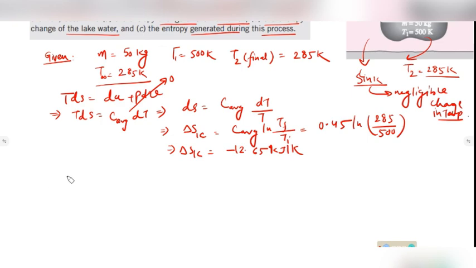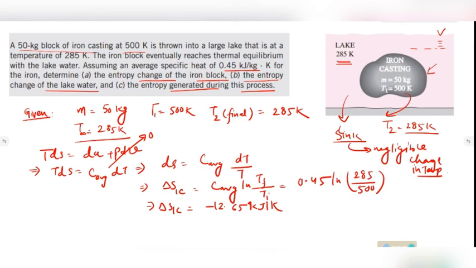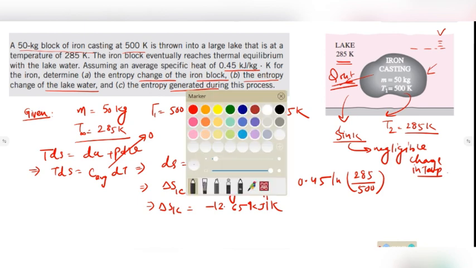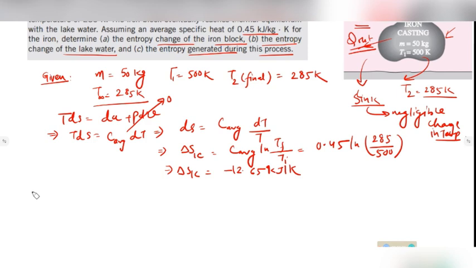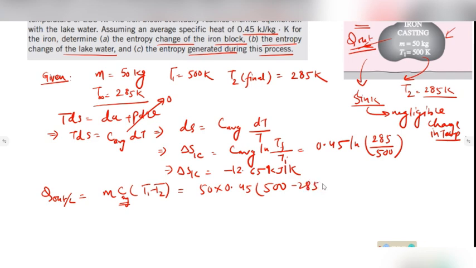Now, since the iron block reaches final equilibrium with the lake, how much heat is rejected by the iron casting to the lake during the heat transfer? We can calculate this as Q out to the lake is equal to m C average into T1 minus T2. Therefore, 50 into 0.45 into 500 minus 285. So this is equal to 4838 kilojoule.